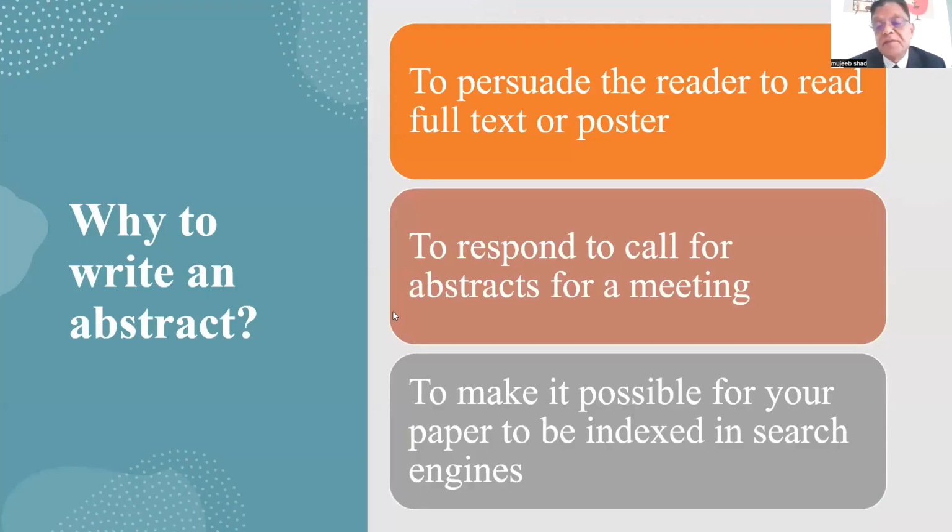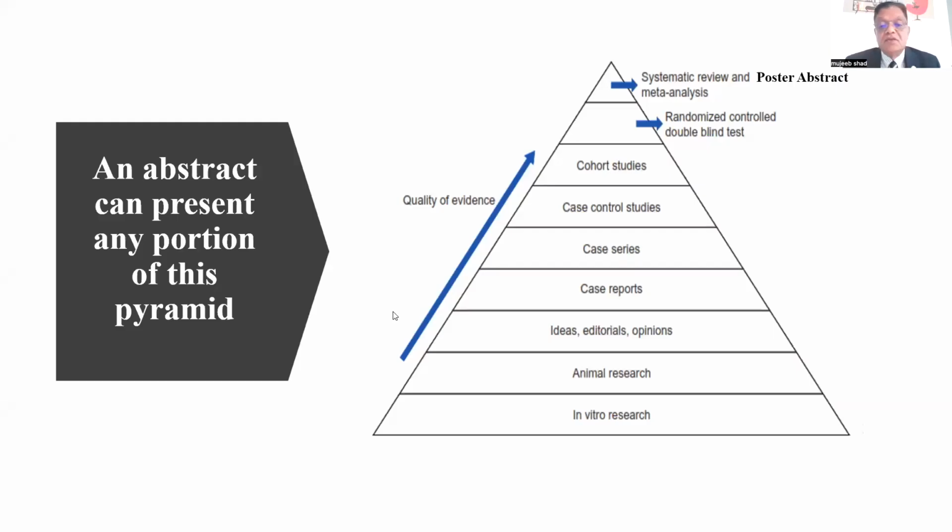So why write an abstract? Some of the other things which I wanted to very quickly tell you, because time is running out: to persuade the reader to read the full text or poster, we already talked about that, so this is probably redundant. So this is a pyramid, which I'm sure you have seen before. This pyramid actually tells you what portion of this pyramid an abstract can represent.